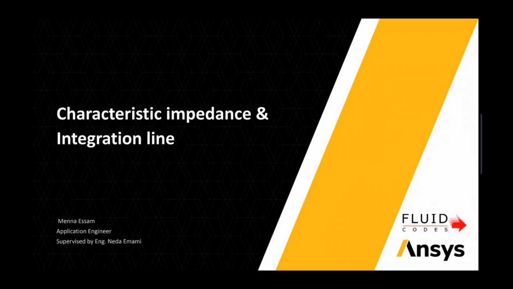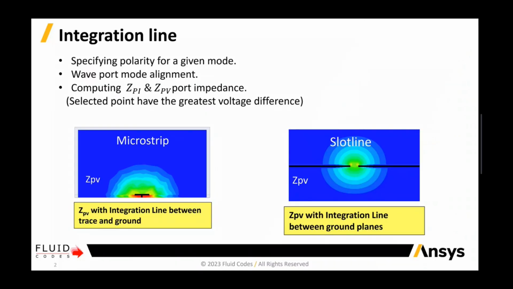Today we're going to talk about the characteristic impedance and integration lines in HFSS. So first, why do we need an integration line? It's very important in specifying the polarity for modes. If you have a waveguide that has multiple modes, you would need to use the integration line to define the polarity for each mode.